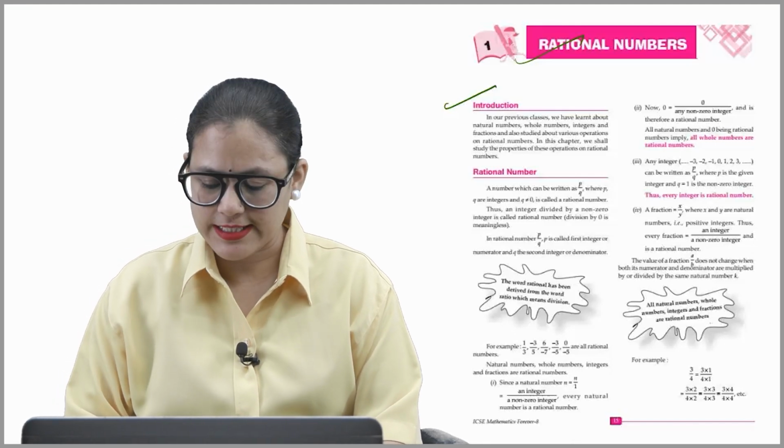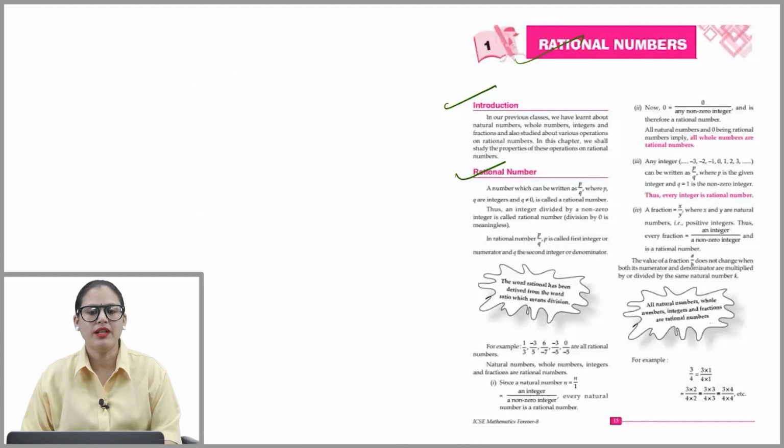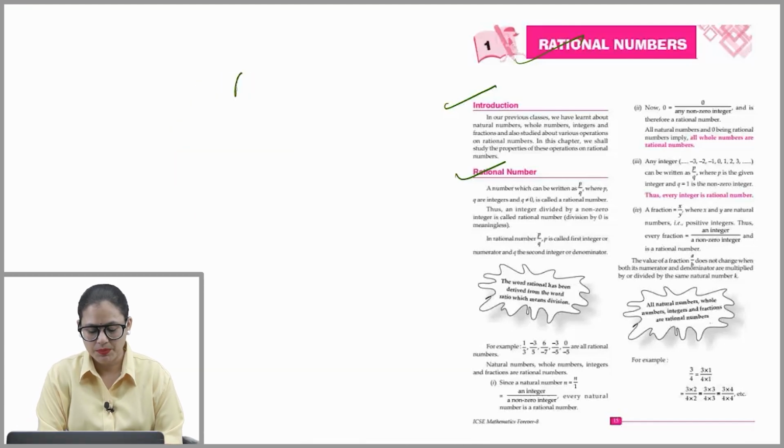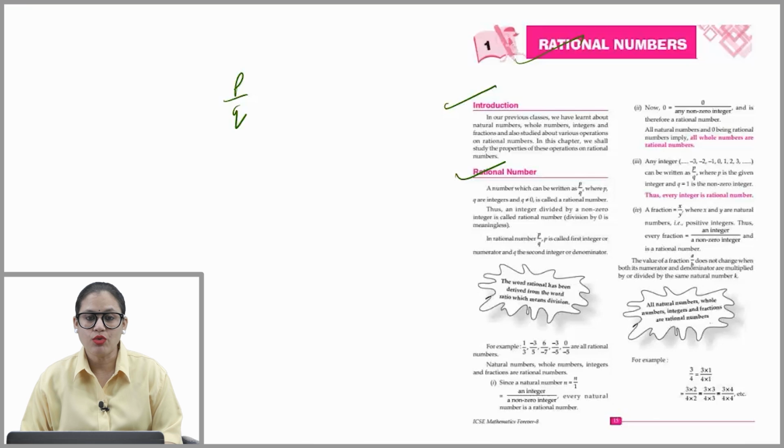First, let's learn what is a rational number. A number which can be written as p by q, where p, q are integers and q is not equal to 0, is called a rational number. Thus, an integer divided by a non-zero integer is called a rational number. Division by 0 is meaningless, it is not defined, right? In rational number p by q, p is called the first integer or numerator and q the second integer or denominator. The word rational has been derived from the word ratio, which means division.